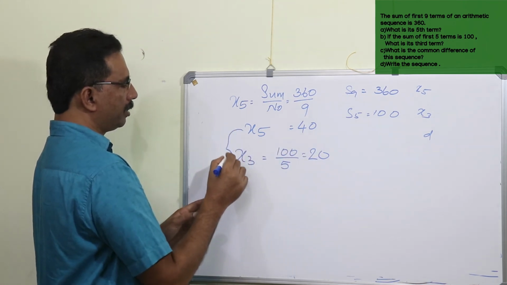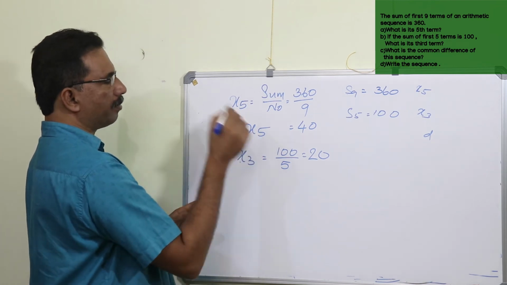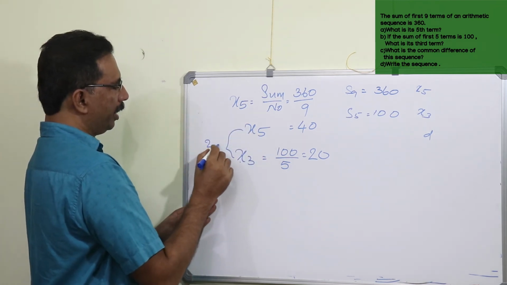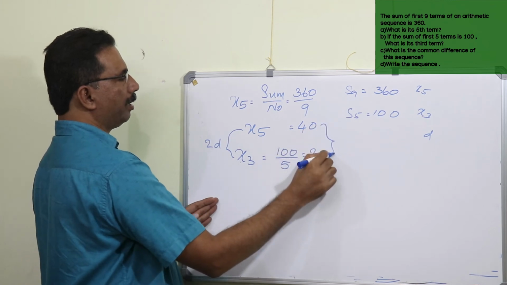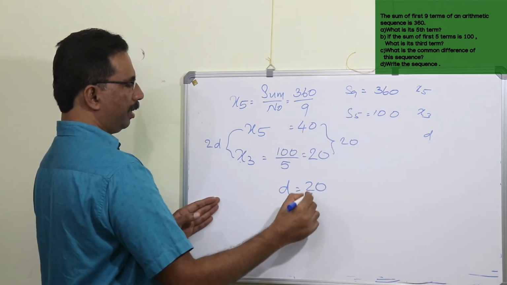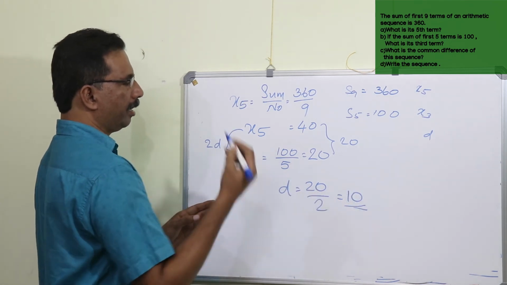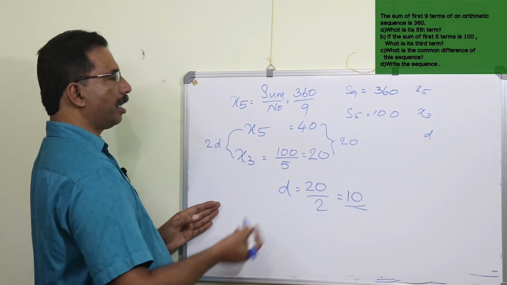x3യിൽ നിന്ന് x5യിലേക്ക് പോകാൻ വേണ്ടി എന്ത് ചെയ്യണം? 2d കൂട്ടണം. 2d എന്ന് പറയുന്നതാണ് 20. Therefore d is equal to 20 by 2 is equal to 10. Common difference is 10. We have to write the sequence.